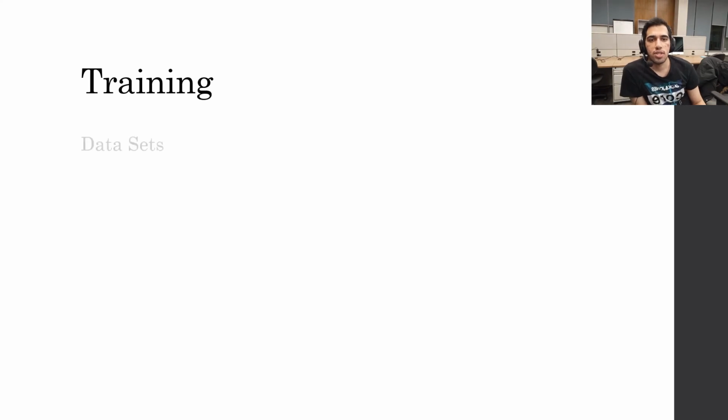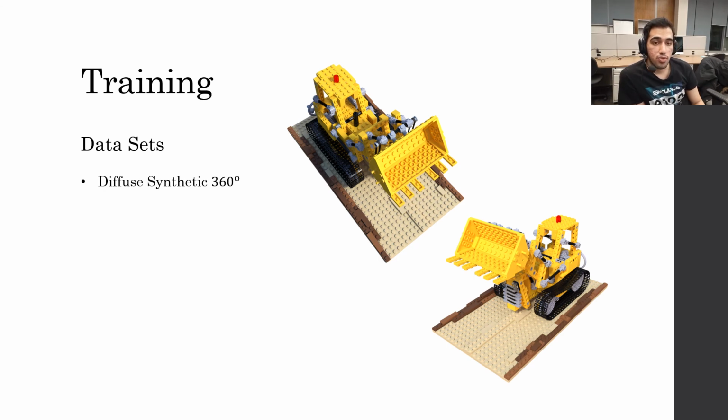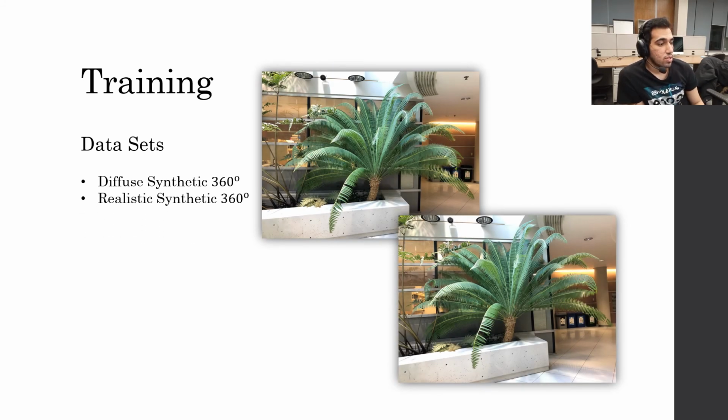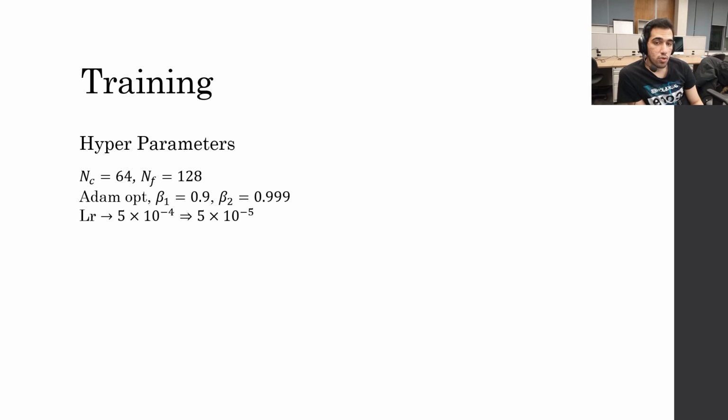Okay, now to the training part. For their model, they used two different data sets. One of them was the diffuse synthetic 360, which consists of thousands of images, in fact PNG images. The other data set was the realistic synthetic 360, which consists of thousands of images which were JPG. Other than that, they had these hyperparameters for their model, where N c represents the number of data points that they sampled uniformly over the ray, and N f is the additional data points that they sampled from the new method that they had, the hierarchical one.